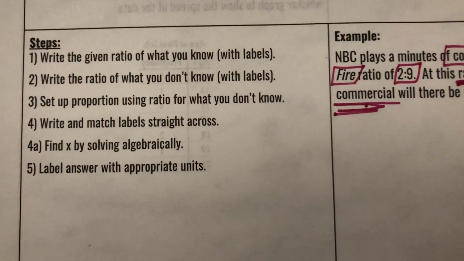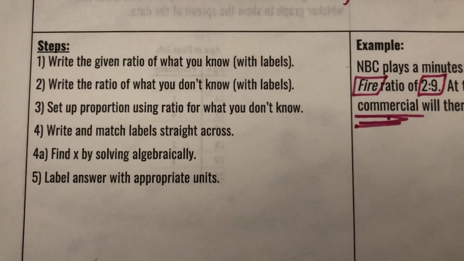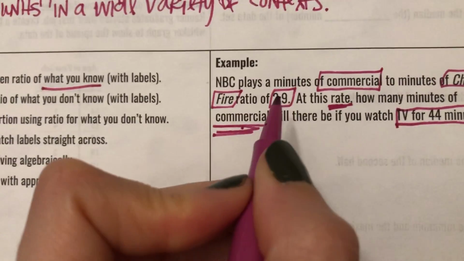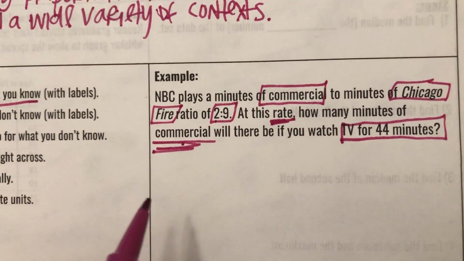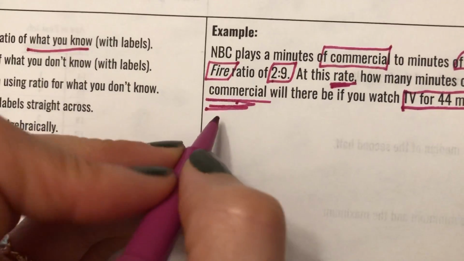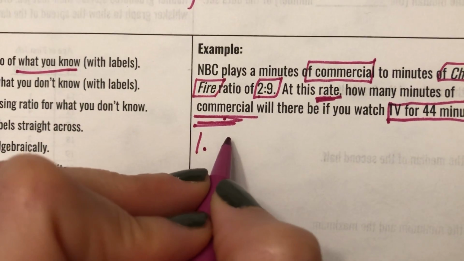Step 1, write the given ratio of what you know with labels. So I want to start by writing what I know based on what is given in my question. So if I look here, I'm given the ratio of 2:9. So let's write that with our labels according to step 1.